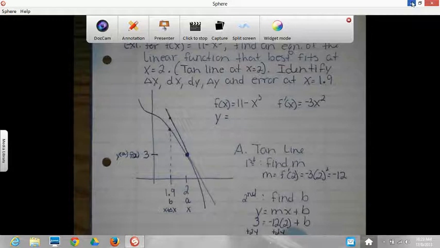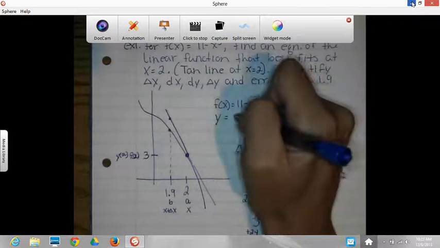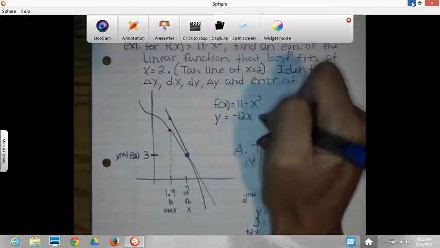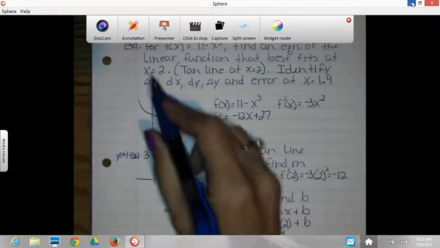Equals 27. So the equation of my tangent line is negative 12x plus 27. And 27 makes sense for my problem since I know it's going to cross way up there.